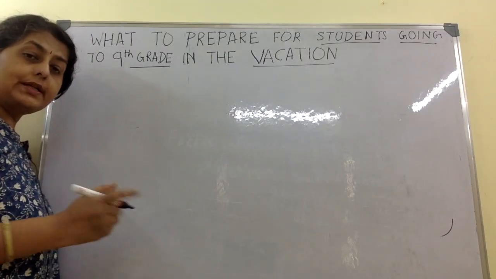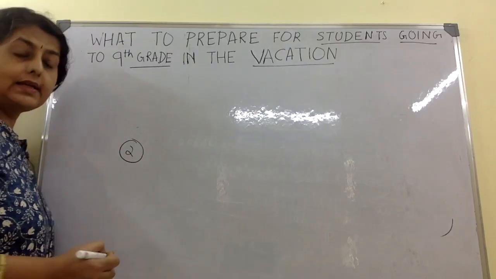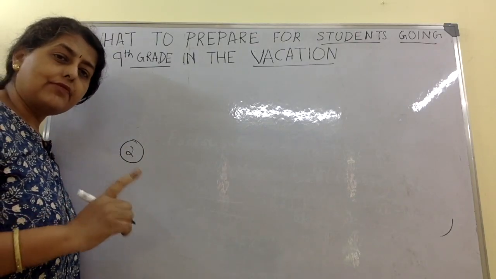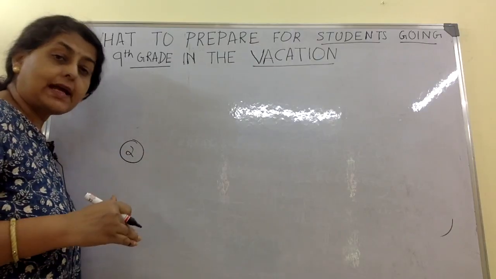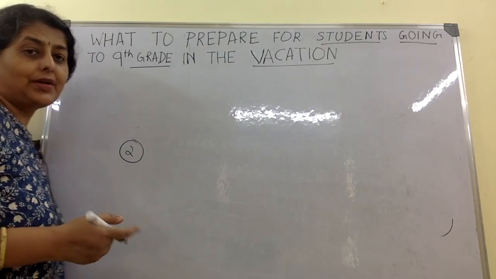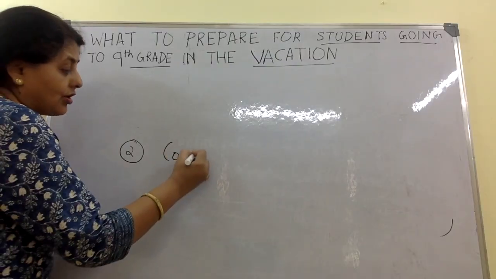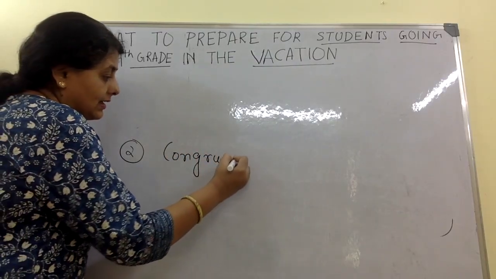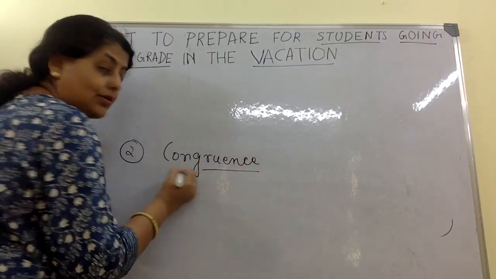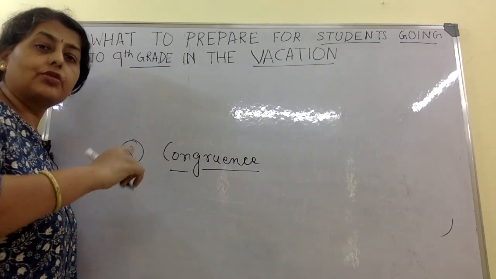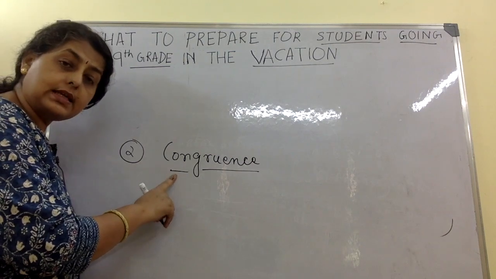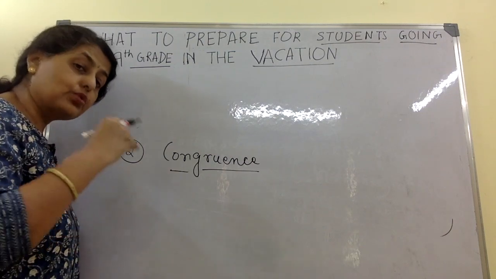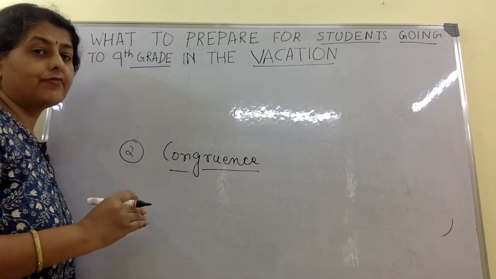What is important next? The next thing is something that you had found very tough in 8th standard is coming back again in 9th standard. Can't help it. Okay, that is congruence. Remember, congruent triangles, sums based on this.